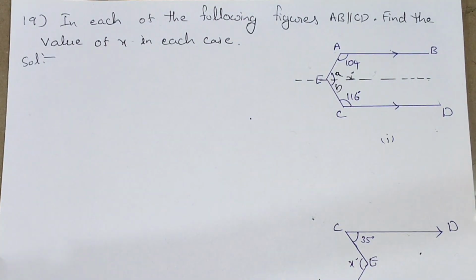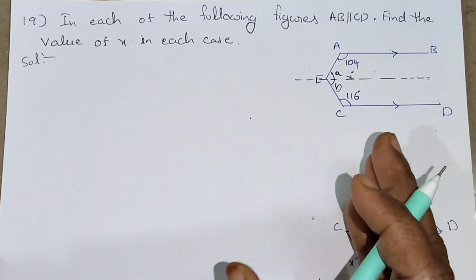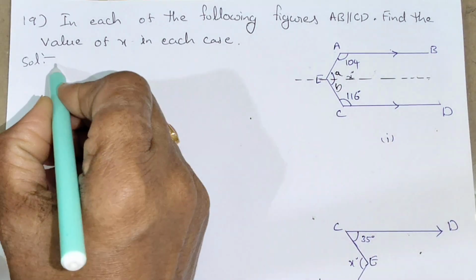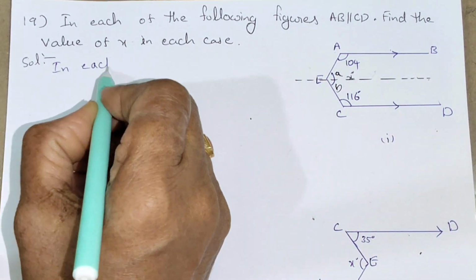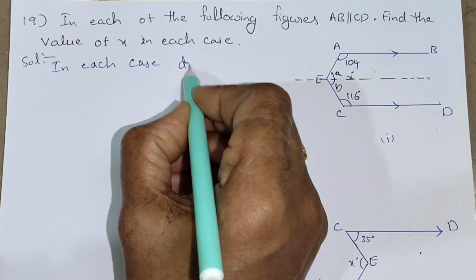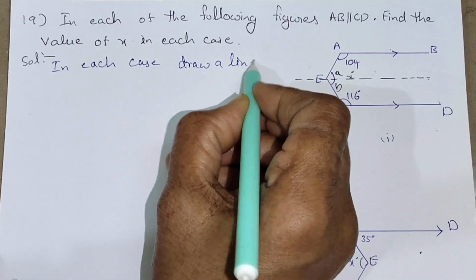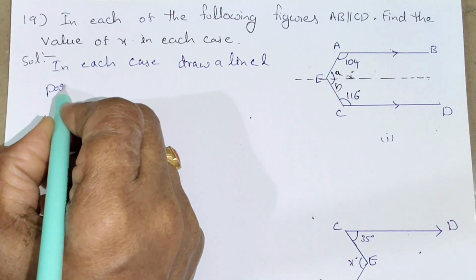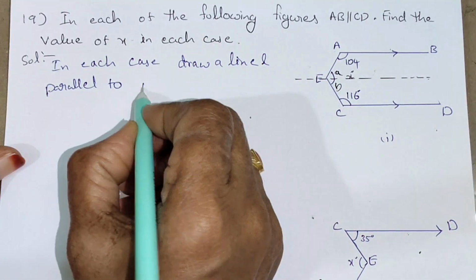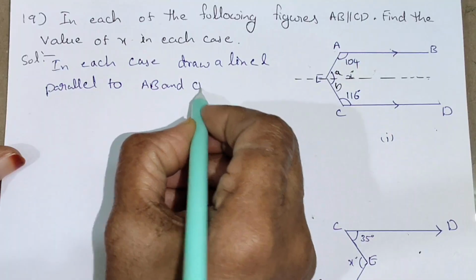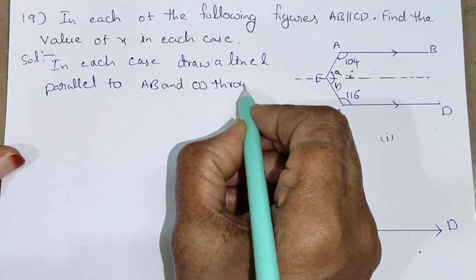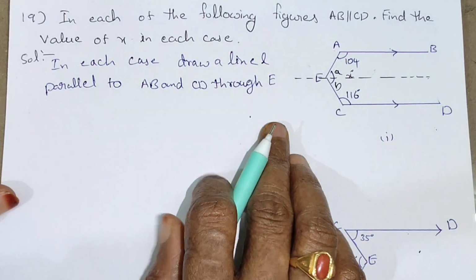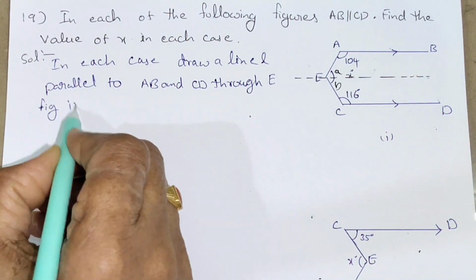These three diagrams are almost similar. So we draw the line parallel to AB and CD. In each case, draw a line L parallel to AB and CD through E. So first, figure 1.